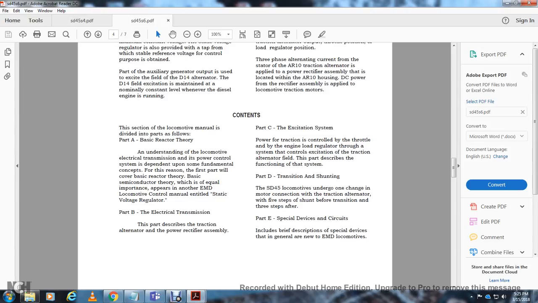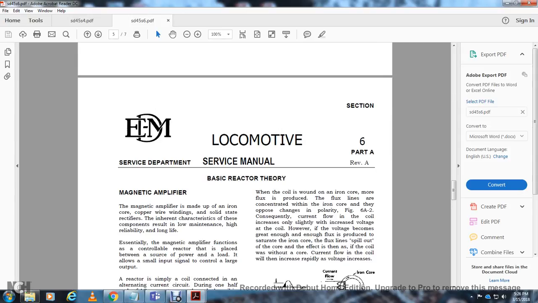Part D, the transition and shunting of the SD45 locomotives, undergo one chain to the motor connection with the traction alternator, five steps of shunting before transition and three steps after. Part E, special devices, includes a brief description of special devices and the general new electric motor divisions. Locomotive service part, service manual, section 6, part A, this election SD45.